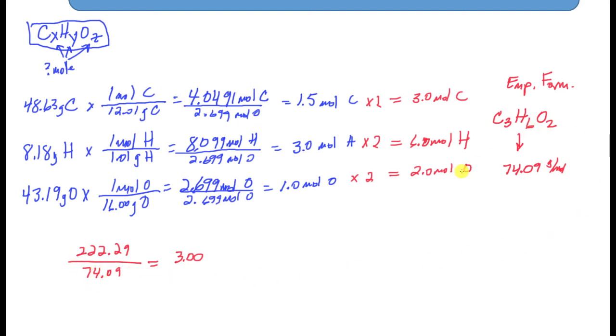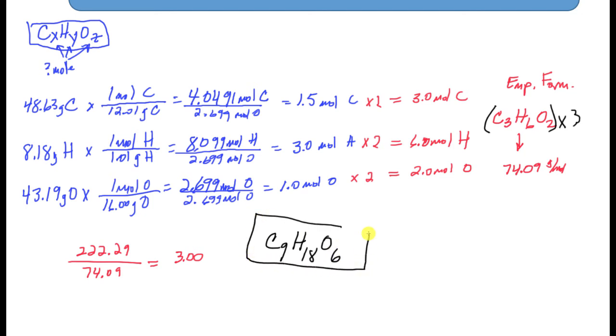So therefore, my formula must be 3 times greater than the formula here. So this formula must be 3 times greater, so I have to multiply this by 3. Therefore, my carbons are going to be 9, my hydrogens will be 18, and my oxygens will be 6. And this will be the molecular formula for this particular compound.